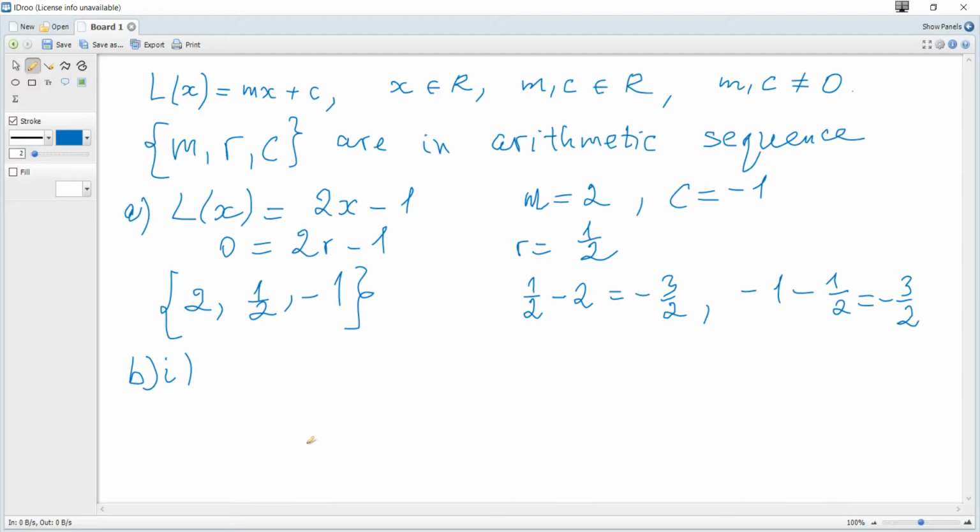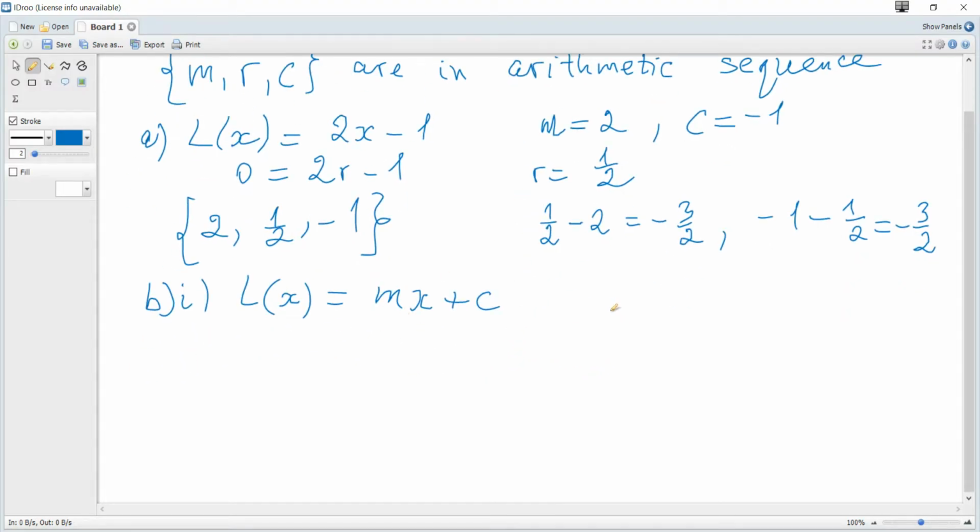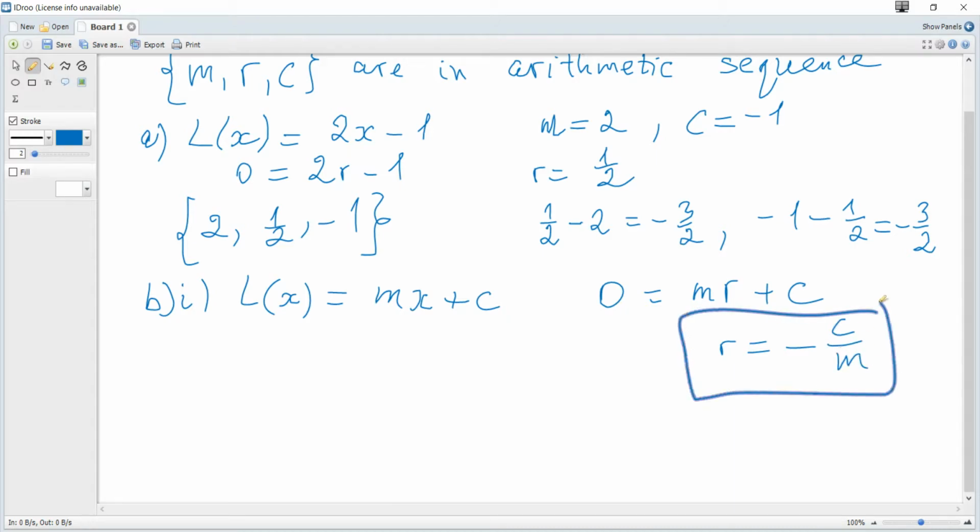The next. Consider L of x to be equal to mx plus c. B: Show that r is minus c over m, 1 mark. R is a root, so it's just 0 is m r plus c, so r is minus c over m as required.